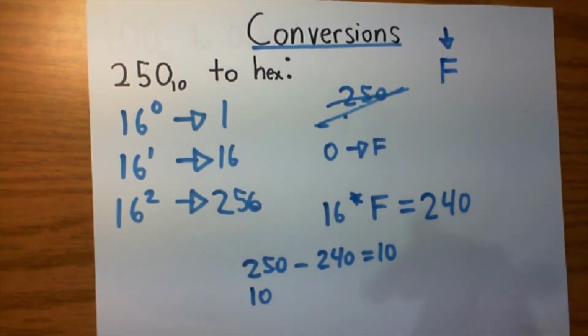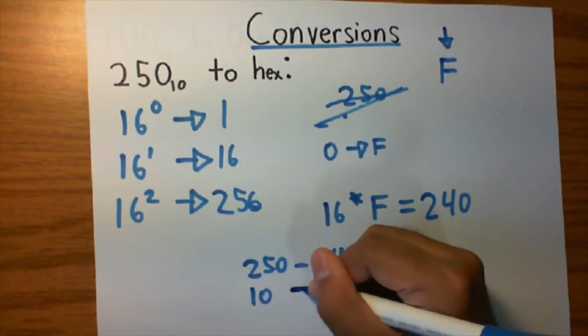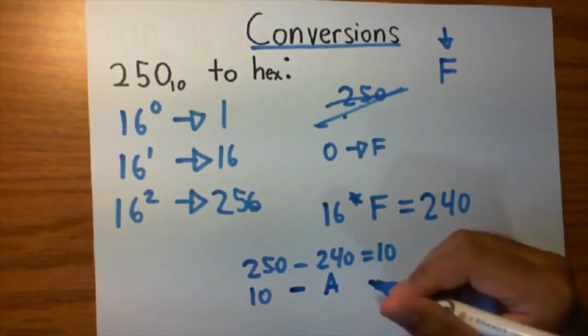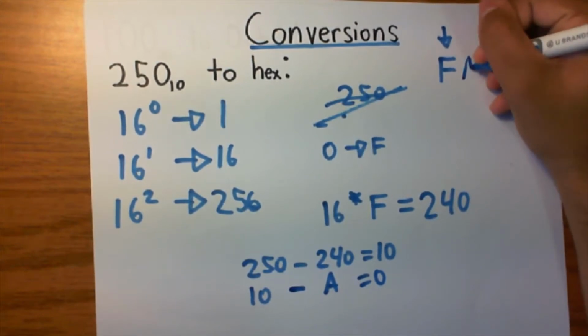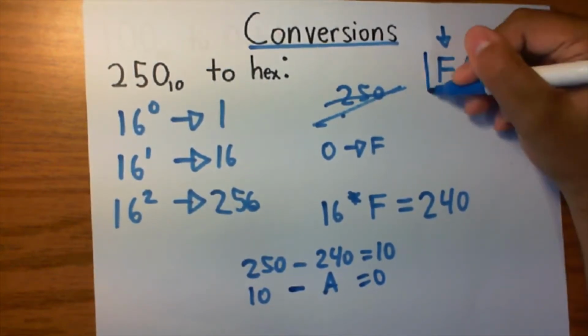So what we're going to do is check 16 to the 0 and see how many values are less than 10. And in this case, you just want it to be equivalent to 10. So what you have is minus A, and that is equivalent to 0. So what you have now is FA, and this is your final answer.